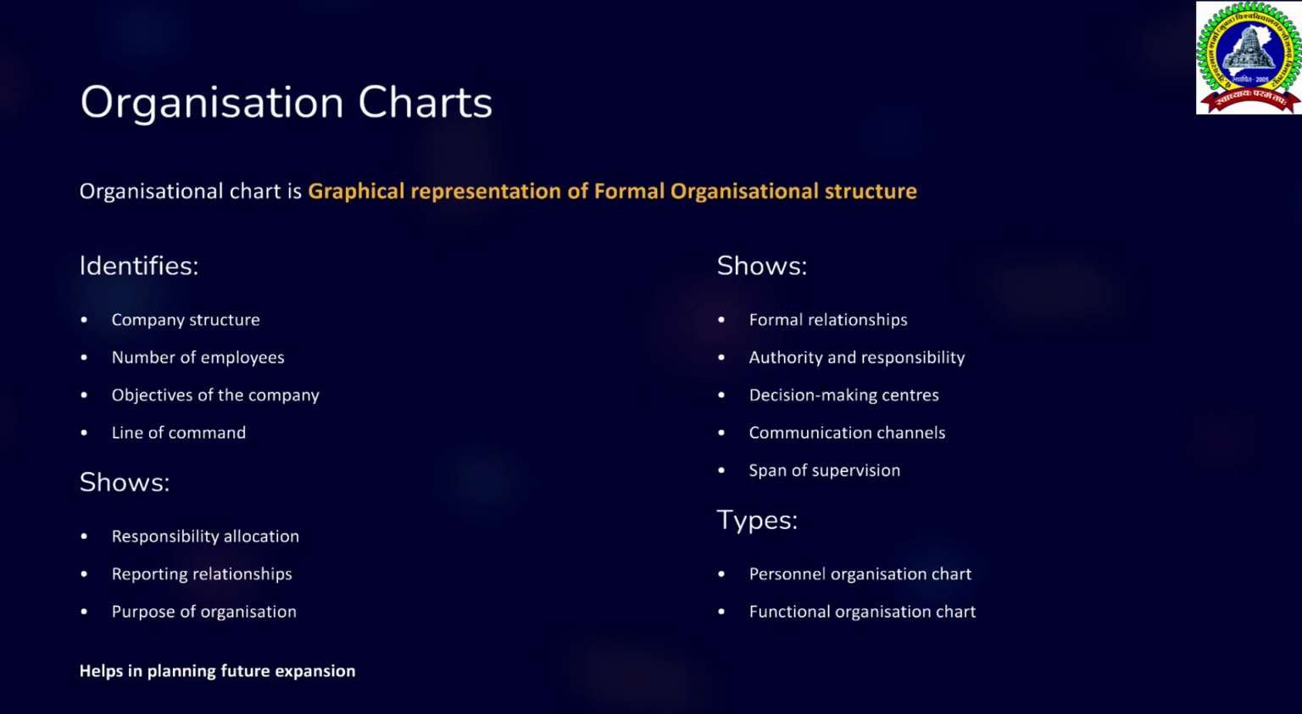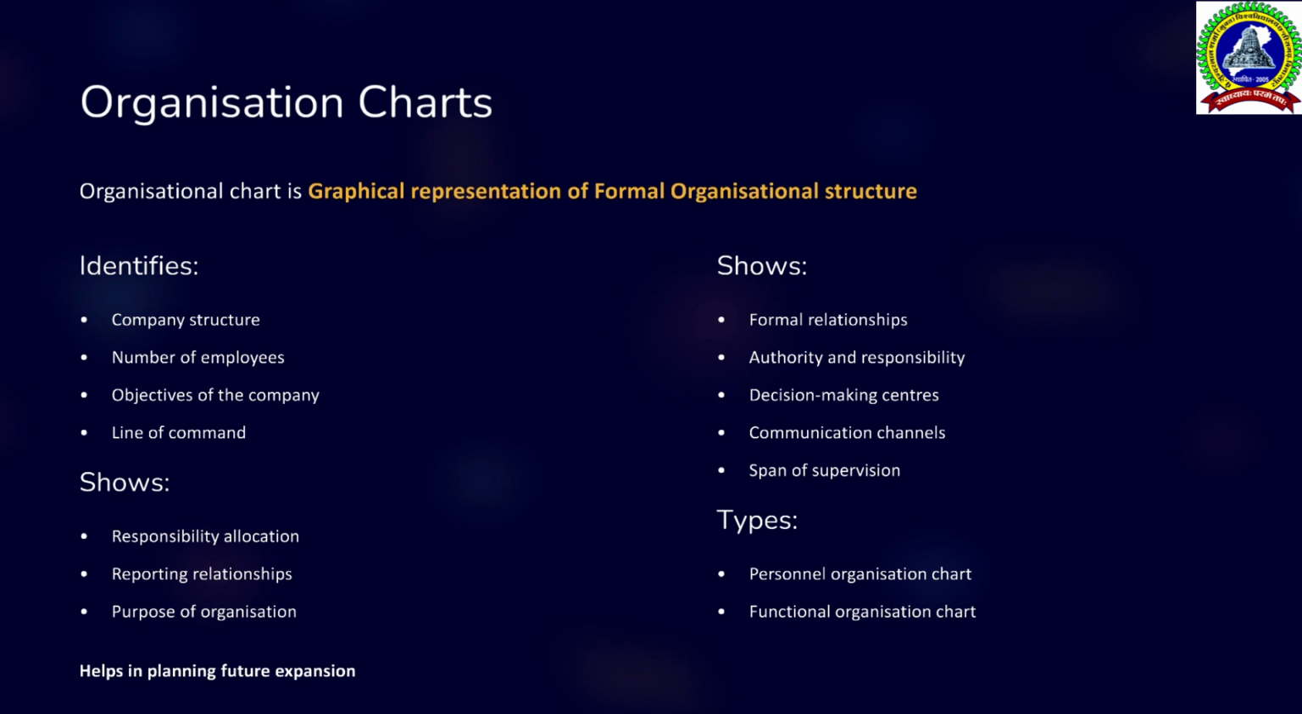Now that we have covered different forms, let us understand how organization structure is represented practically through organization charts. An organization chart is a graphical representation of formal organization structure. A clear organizational chart reduces confusion and helps in planning future expansion. It identifies the company's structure, the number of employees, organizational objectives, and lines of command.